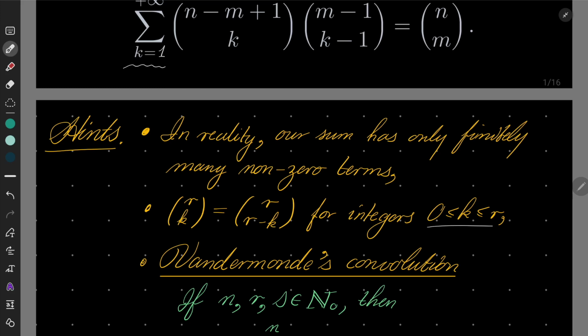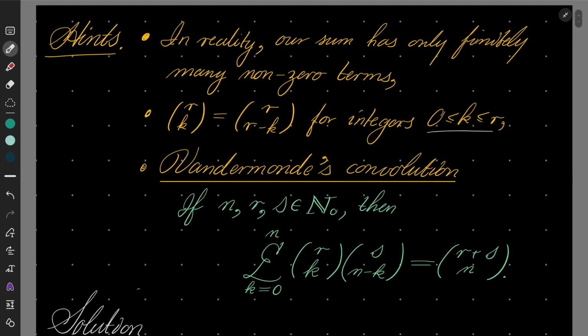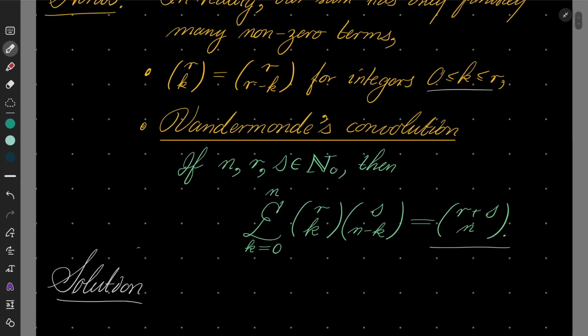And finally, the most crucial part is so-called Vandermonde's convolution, or Vandermonde's identity, which says that if we have three non-negative integers n, r, and s, then the sum as k goes from 0 to n of (r choose k) times (s choose n minus k) can be simplified to r plus s choose n. You can look up this identity on Wikipedia. The proof is quite simple. Okay, so give this problem a try and I will see you in a moment.